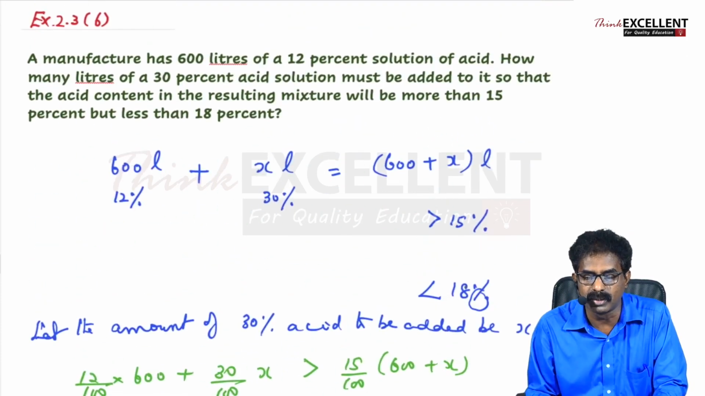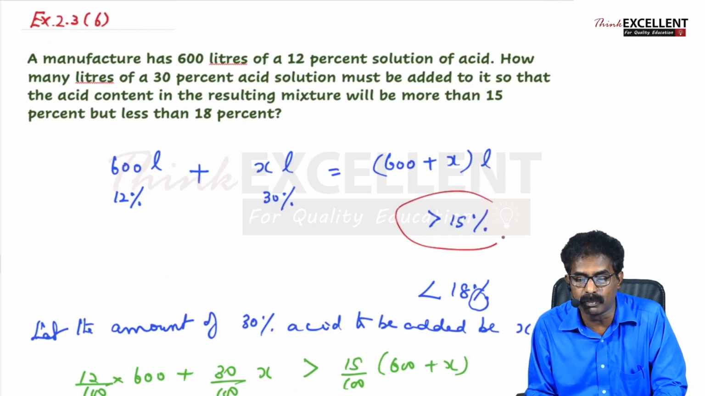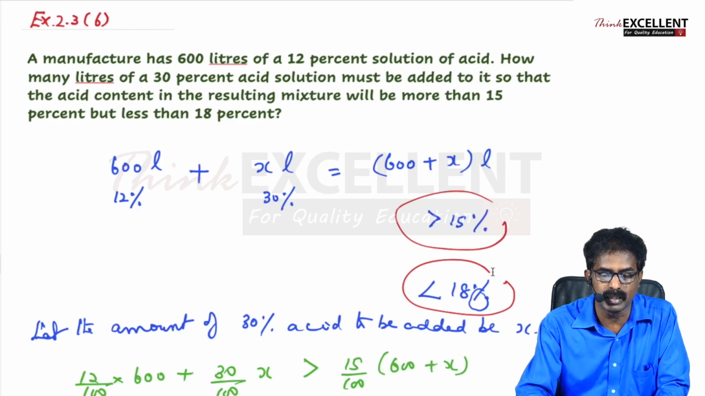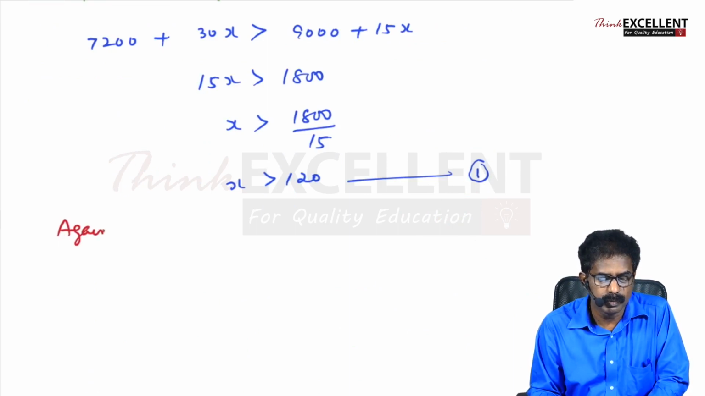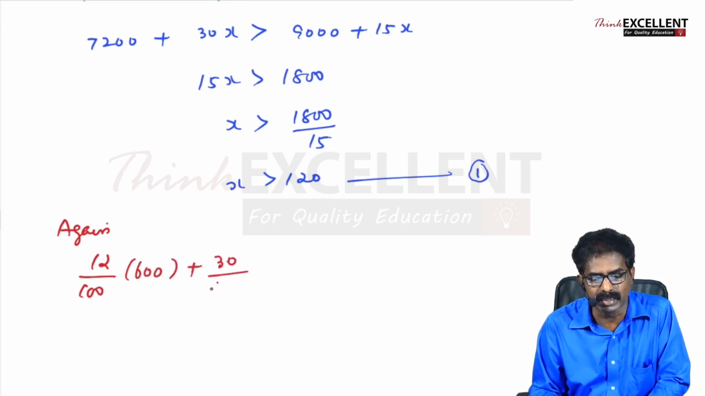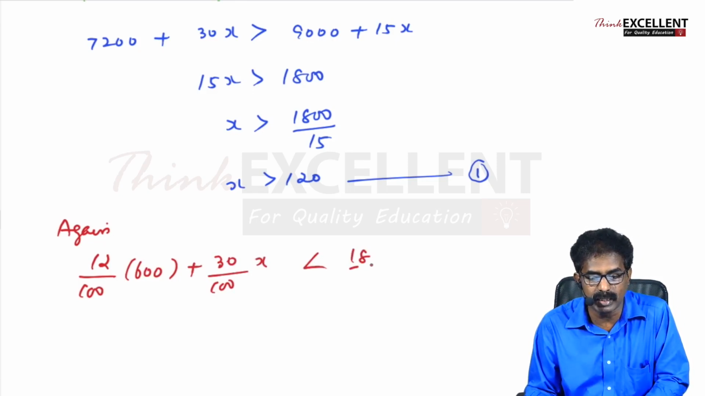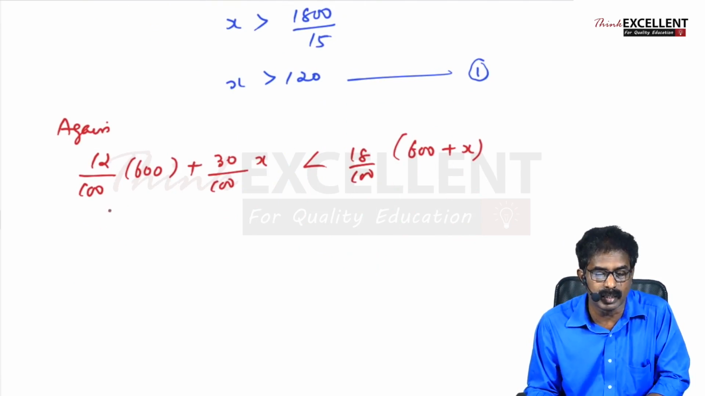Okay, this is the first result, first margin. How much you add? That is to get above 15%. Now below 18, right? So left side no change. 12% of 600 plus 30% of x must be less than 18%. So here less than 18% of the total 600 plus x. So same way the 100, you multiply by 100, all the 100 get cancelled.